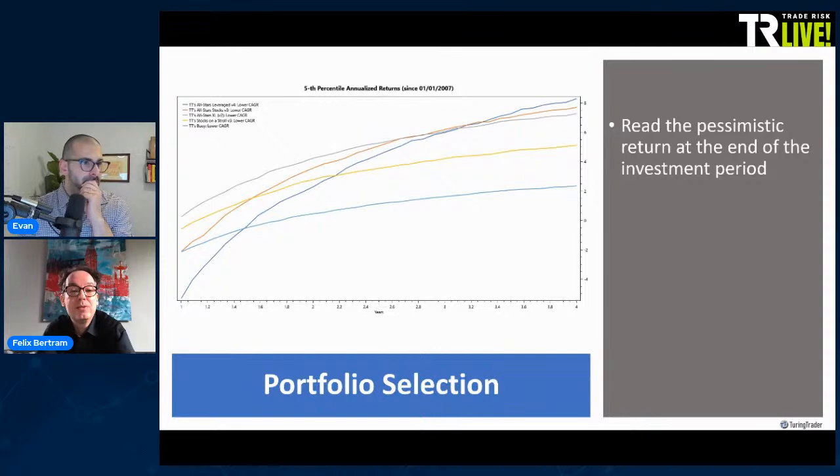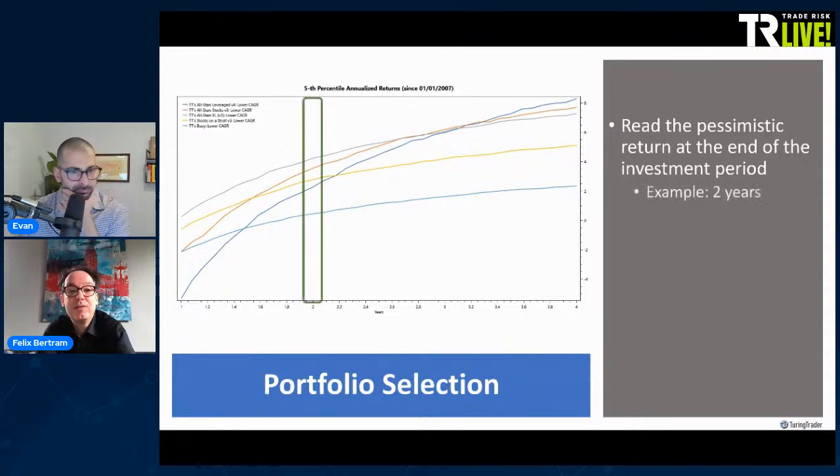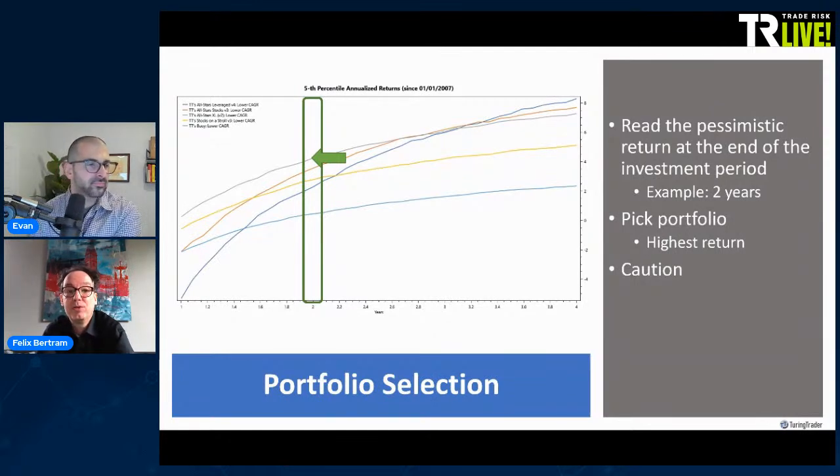So we can have a quick example here. Let's have a look at a hypothetical investment over 2 years. So that's inside this box. And now we can basically pick the portfolio with the highest return. And that immediately tells us, yes, we should invest in the balanced portfolio because over that period of time it gives us a better outcome than the more aggressive ones, and also a better outcome than the more docile ones.